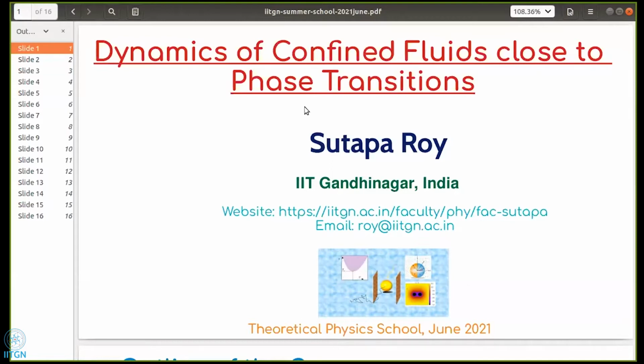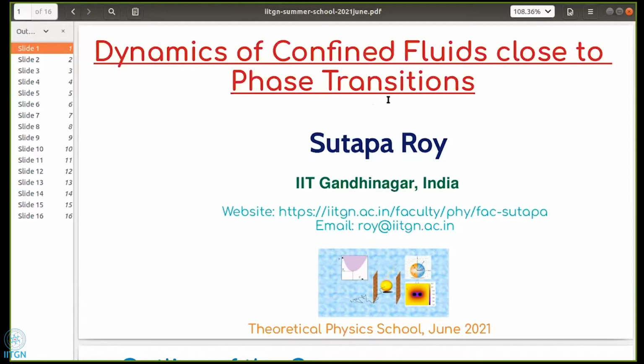In this theoretical physics school, I'm going to talk about the dynamics of confined fluids, which are close to phase transitions. What I mean by these confined fluids, which you see in the title of the talk, is basically fluids which are in contact with surfaces. As we go on, we'll see what the properties of these fluids are, the surface properties. And we'll also see in detail what I mean by phase transitions.